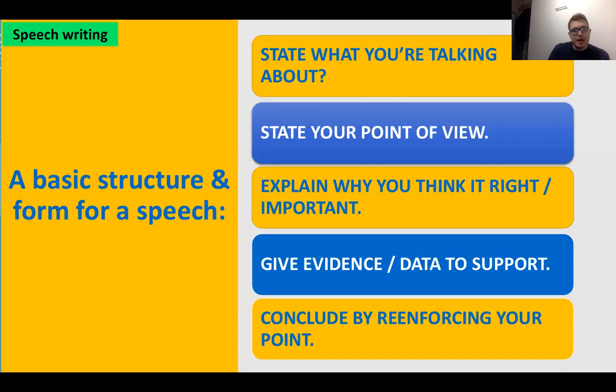So the basic structure and form for a speech. If you don't want to use A FOREST, this is basically what you need to be looking at. All students, regardless of ability, if you're doing higher level, the examiner is going to be looking for: state what you're talking about, so respond to the question. State your point of view. Which one are you going to take? Explain why you think it's right or important. Give evidence or data to back up that point. Conclude by reinforcing your point. Where are you going to go from there? So what next?